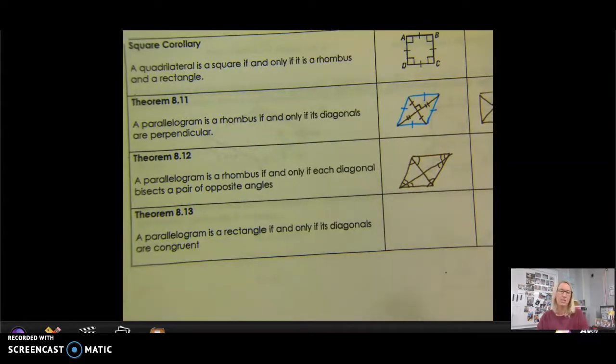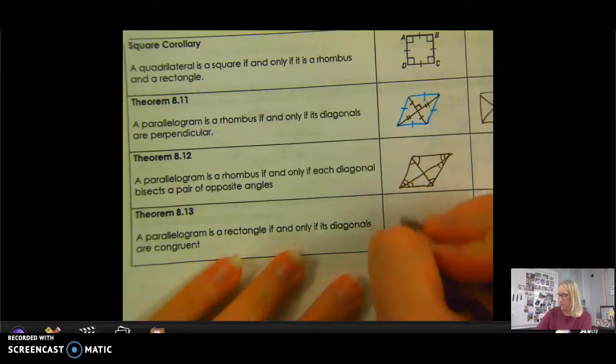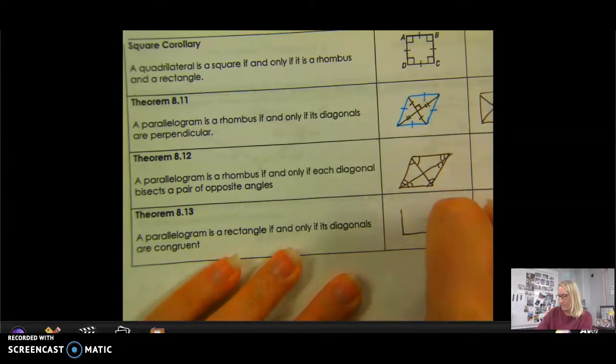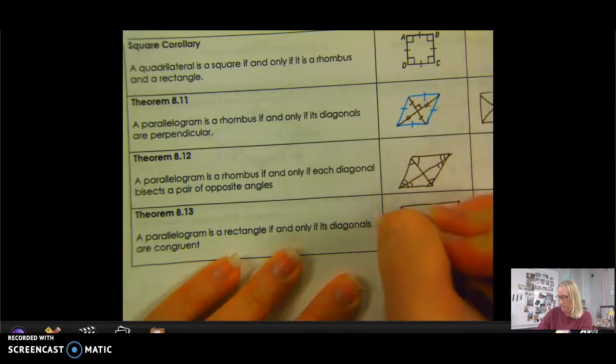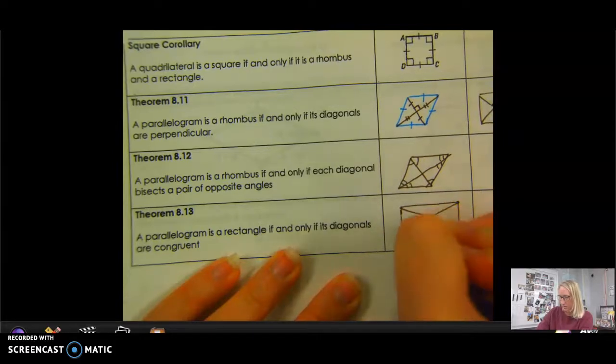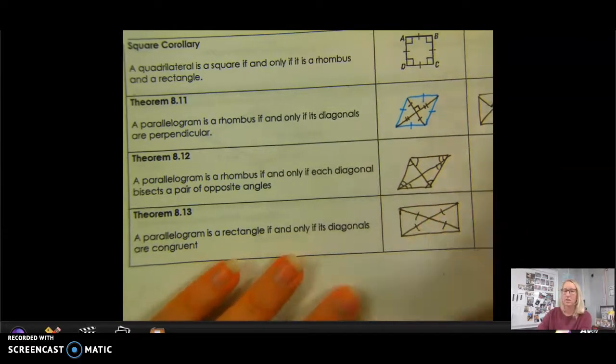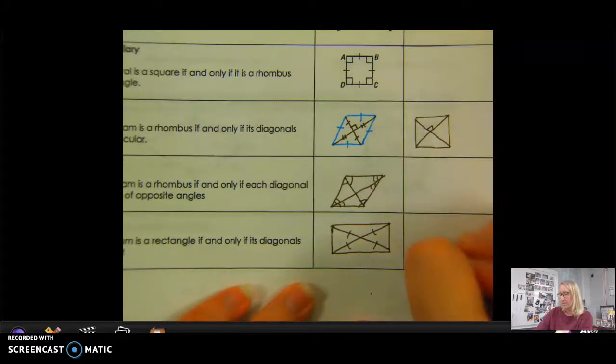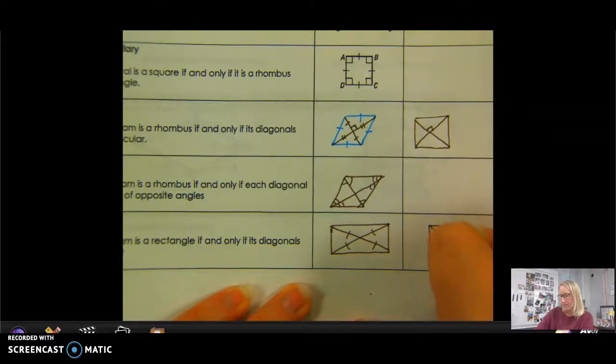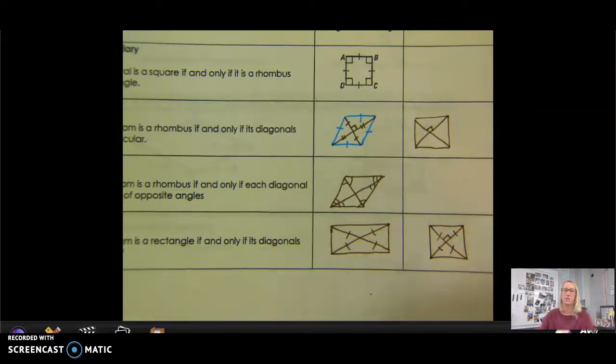And then the last one is a parallelogram is a rectangle if and only if its diagonals are congruent. So a rectangle, if I draw its diagonals in, these do not necessarily meet at a 90-degree angle, but the diagonals are congruent. That then means that on a square, if I were to draw a square and draw its diagonals, they meet at a 90-degree angle, but they're also all congruent.